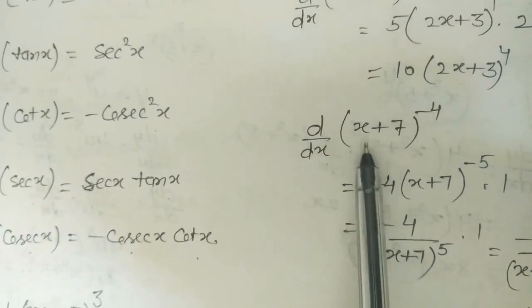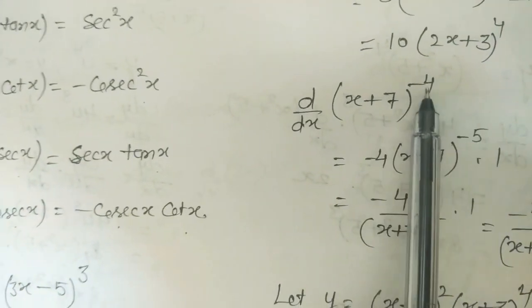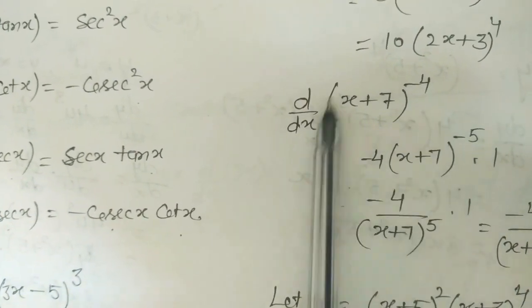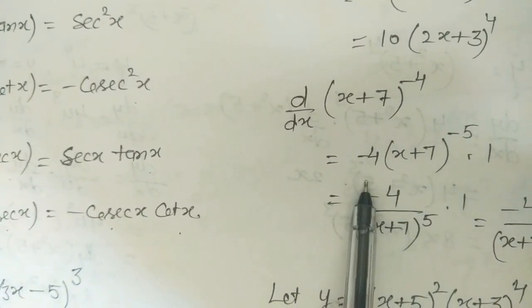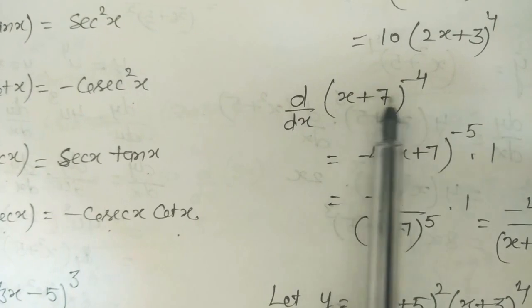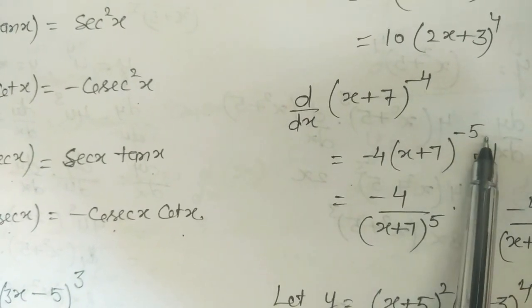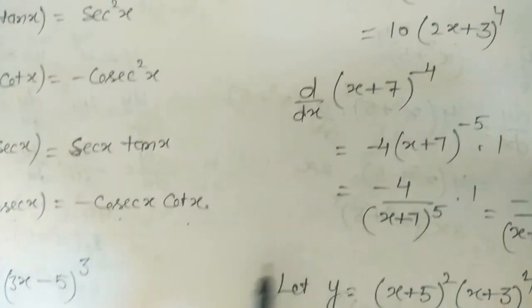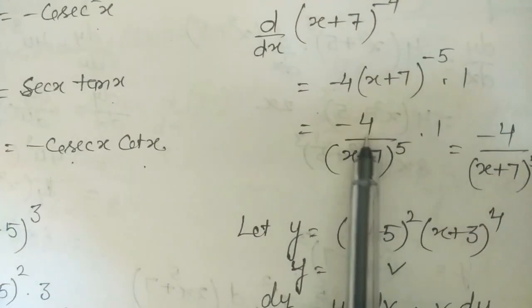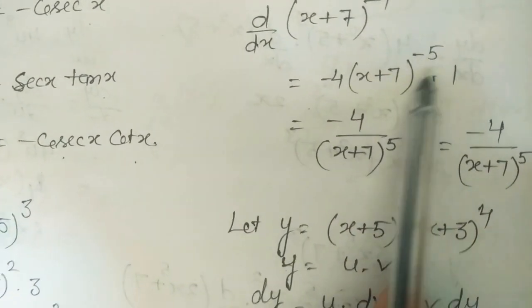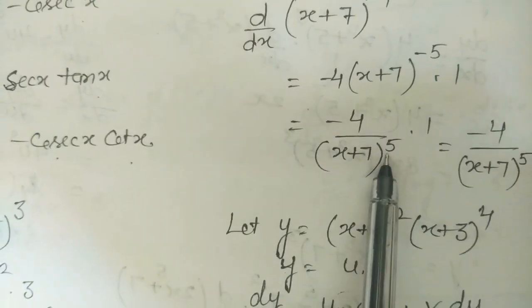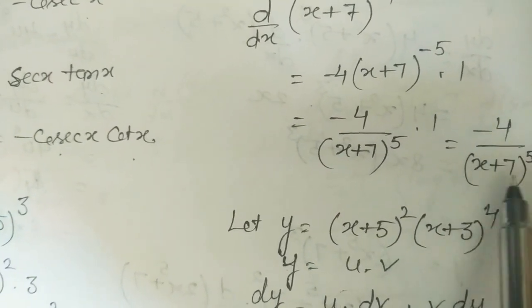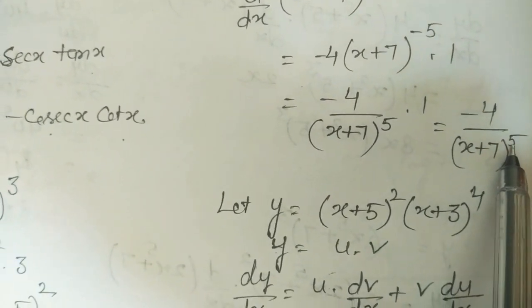One more example related to this. (x plus 7) raised to power minus 4. What is the derivative of this? We will take minus 4 here, (x plus 7) raised to power minus 4 minus 1, that is minus 5, into 1. Okay. Now this minus 4, power minus 5, we will take in the denominator, it will be positive. So what is the answer? Minus 4 upon (x plus 7) raised to power 5.